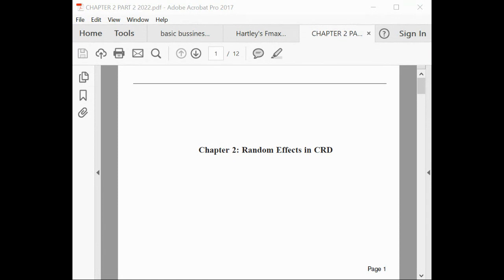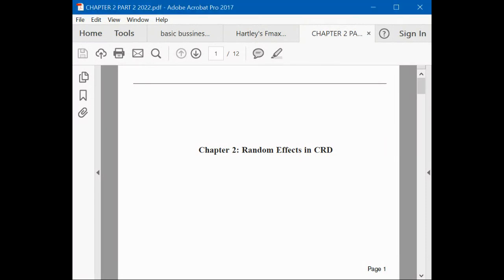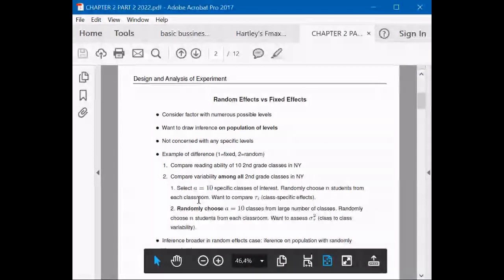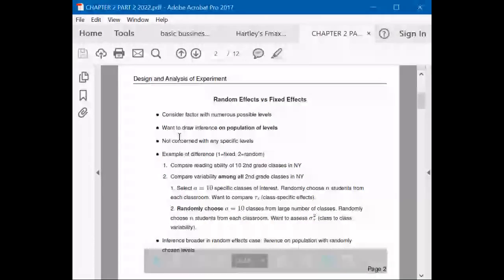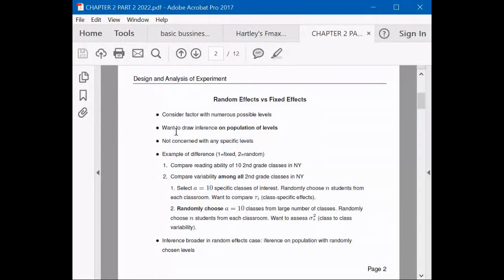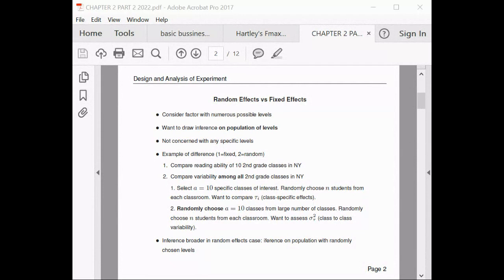So the random effect models is, let me go to that document. This is the document. The example of random effect model is this one. You want to draw inference on the population levels. Sir, you said... Yes, you can continue, Christopher.